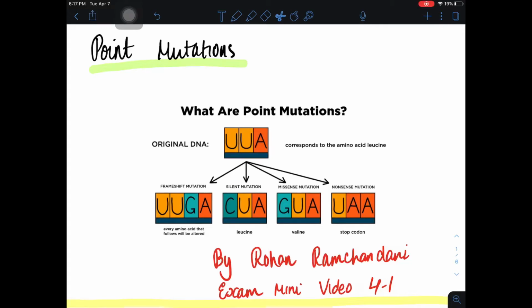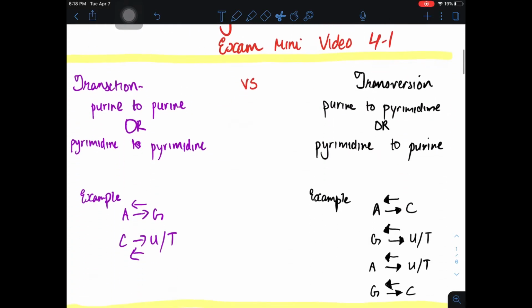In this video, we will be talking about point mutations. We will go over missense, silent, nonsense, and read-through mutations. First, we will talk about transition versus transversion mutations.